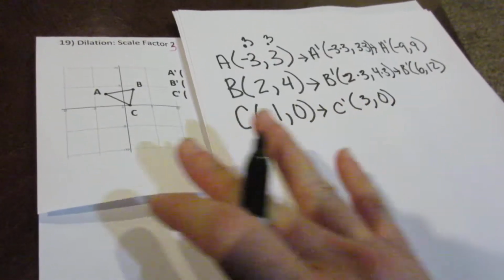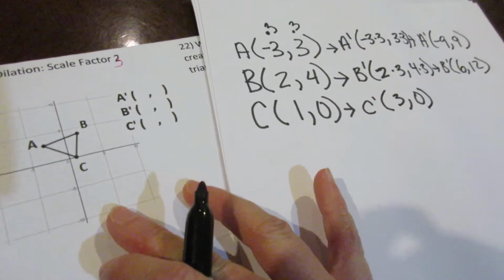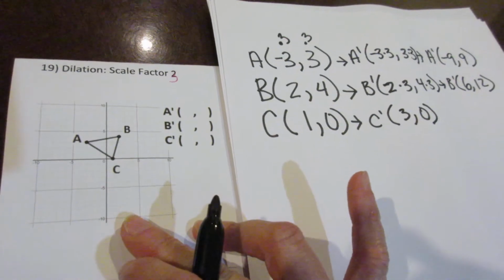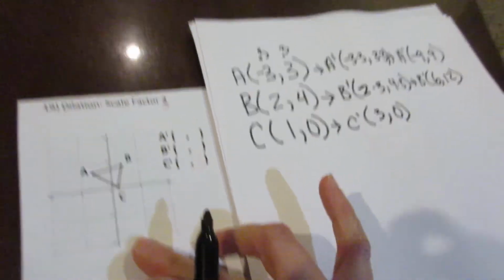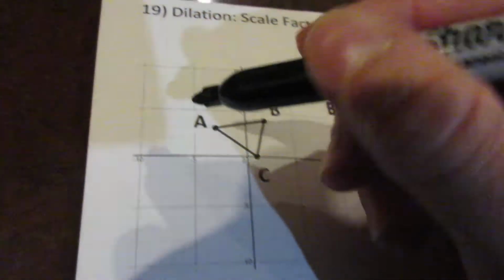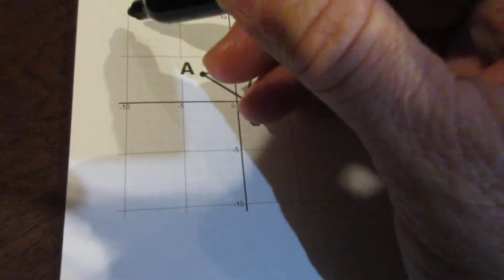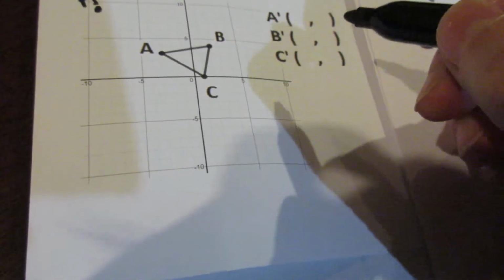Then your final step is going to come over to your coordinate plane again and graph points A prime, B prime, and C prime. So A prime was -9, 9, so I'm going to go over -9, up 9, put a point right there, and I'm going to label it A prime. Then B prime was +6, +12, so I go right 6 and up 12, and I'm going to label that point B prime. B with a little apostrophe up top.